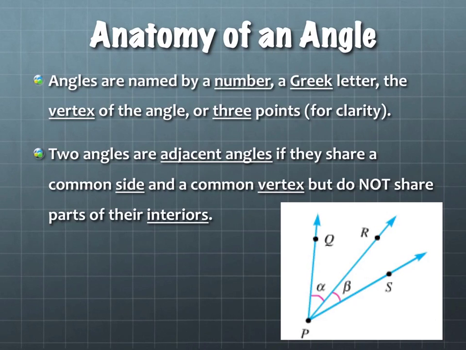Okay. Angles are named by a number, a Greek letter, or the vertex of the angle, or 3 points, because we need lots and lots of options apparently. I don't know why we've got all these options, but we do. So this picture right here, sometimes you'll call the angle by this Greek letter that you're seeing. So the Greek letter for this angle over here is alpha. Okay? So alpha is one of its names.